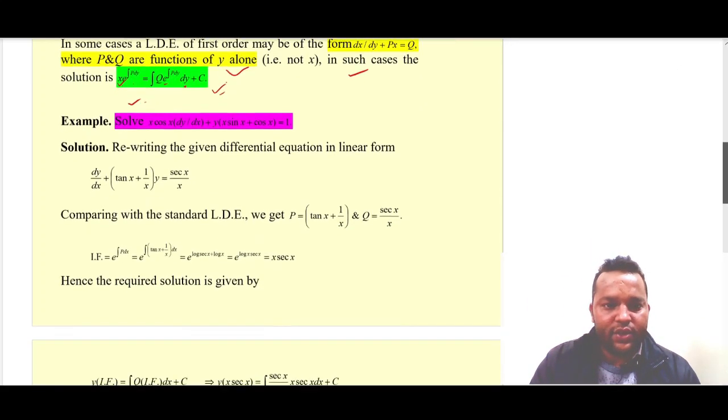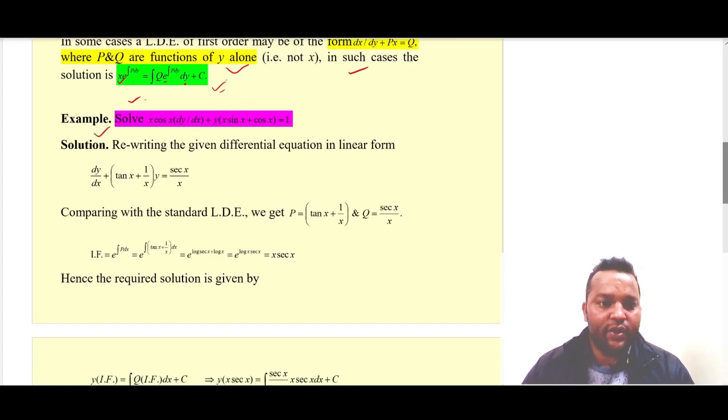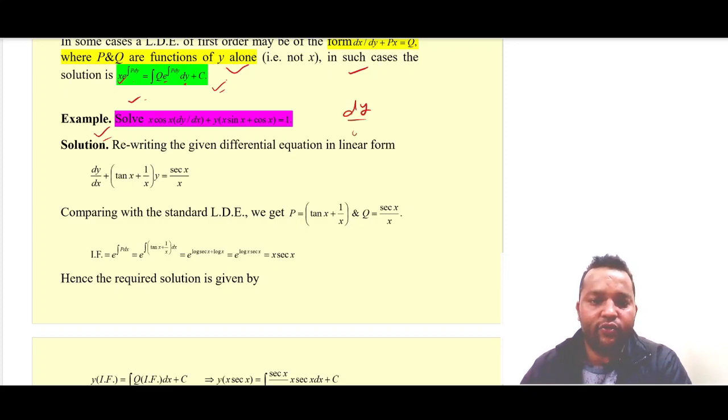Suppose this differential equation, we have to solve this differential equation. So in order to write its solution, we have to first write this differential equation in standard form, that is dy by dx plus py is equal to q. That is, coefficient of dy over dx should be 1, that is unity. So in order to make the coefficient of dy by dx 1, we have to divide the whole equation by x cos x.